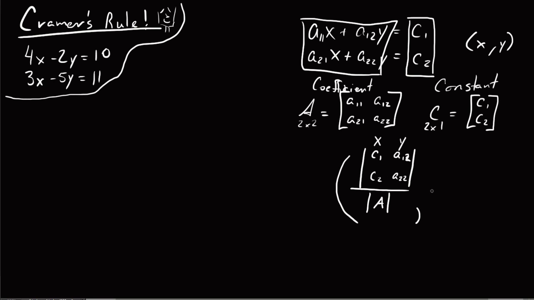Now, to be more general about this, again, we're going to divide this by the determinant of the original matrix A. But in order to find the y part of our solution, it'd be this. We have A11 and A21, where we've left the x coefficients alone, but since we're solving for y over here, we're going to insert the constants into the y column.